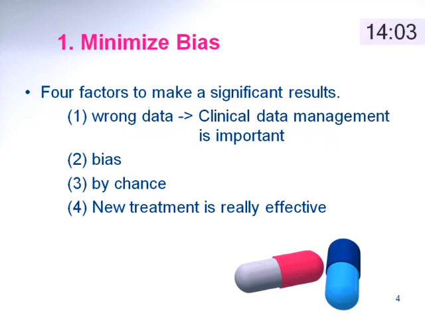If we have a significant result in a clinical trial, there are four possible reasons. The first one is that the data is wrong. For example, when we input data, we may make a mistake. In order to prevent such mistakes, we need clinical data management, which is a very important issue. The second reason is bias, and in this presentation, I focus on how to minimize bias. The third one is chance, and the fourth one is that the new treatment is really effective.